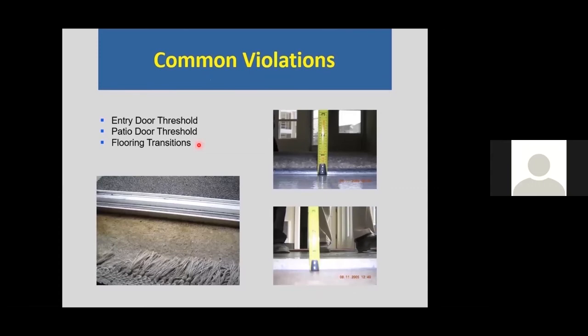Some common violations we see here will be no surprise: entry door threshold problems, patio door threshold problems, and problems at flooring transitions. We really need to be careful where we're transitioning between maybe linoleum to carpet, tile to carpet, or any difference therein. If we can keep a level transition, that's best for everyone. But if we can't and we need a strip like this, then we have to follow the 1/4 inch vertical or 1/2 inch max with 1 to 2 bevel.